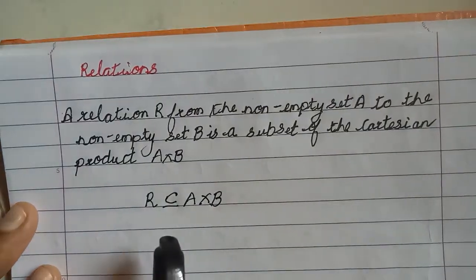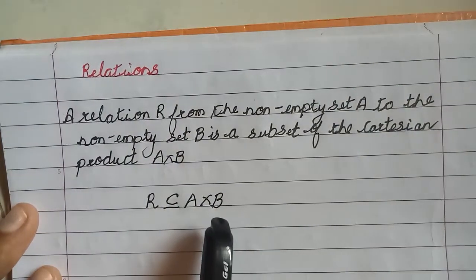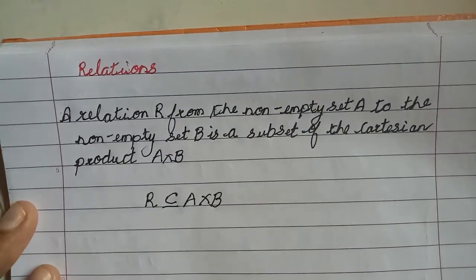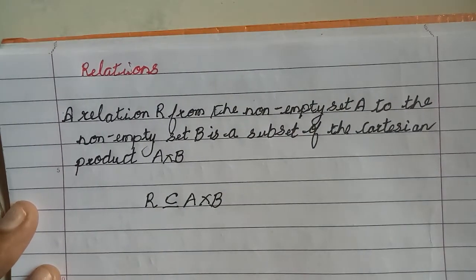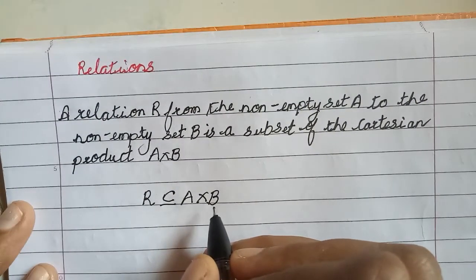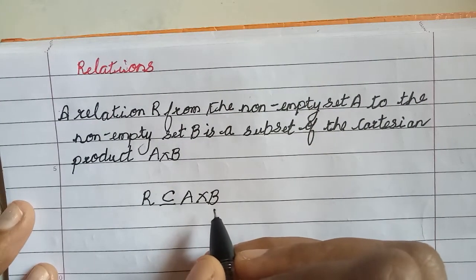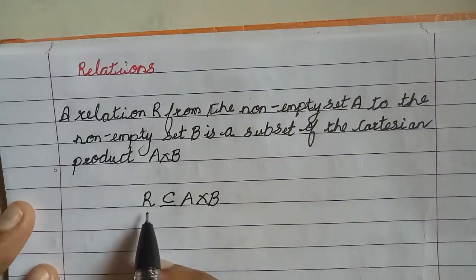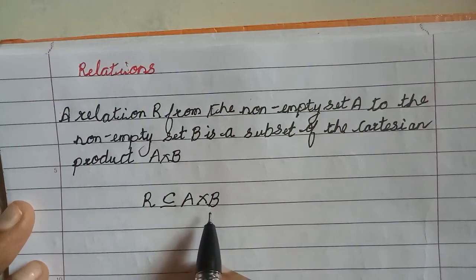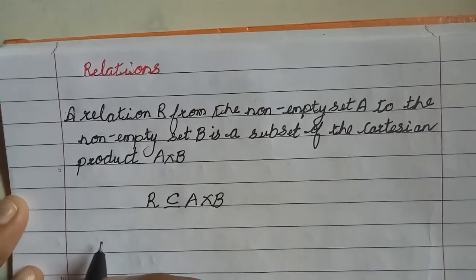Now if a non-empty set A is given to you and a non-empty set B is given to you, you know how to write A cross B. A cross B is the collection of all ordered pairs (a, b) such that the first element is coming from the first set and the second element is coming from the second set. This we have already seen in the last class. So now relations are defined as a subset of A cross B. Let us understand this through an example.